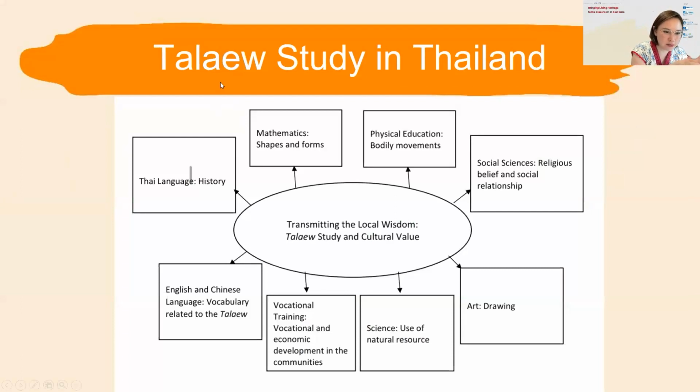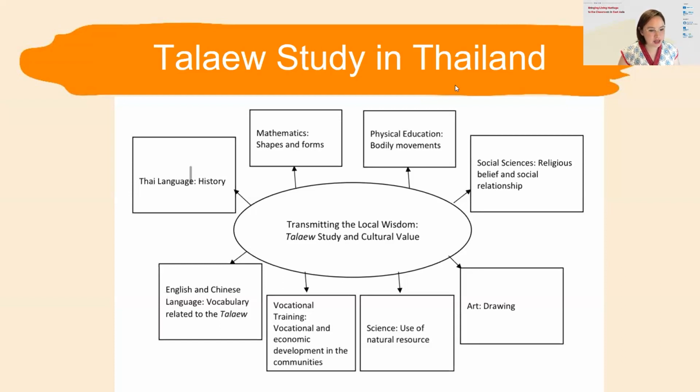The teacher was able to connect to eight competencies and subjects. Number one, language: what is its history? Math: what are the shapes and forms? PE: they have to do bodily movement. Social science: what is the religious belief behind making this talisman? Art: they have to make drawings. Science: they have to use bamboo, and only a certain species of bamboo, so they have to study that bamboo, where it grows, and where they can find it in the forest.